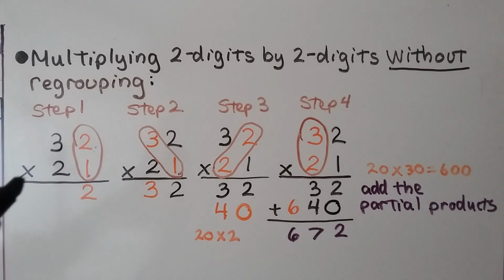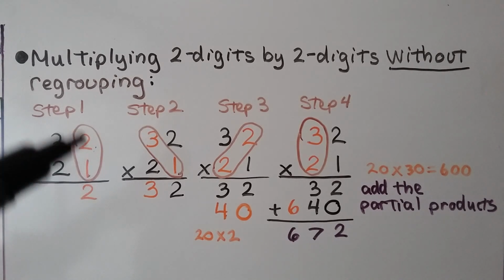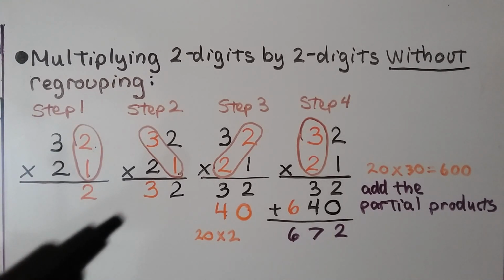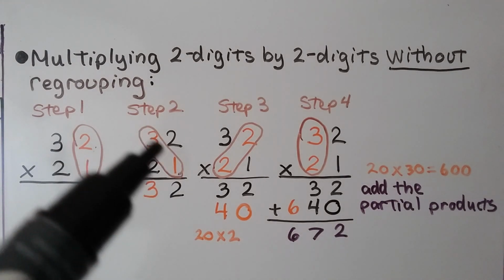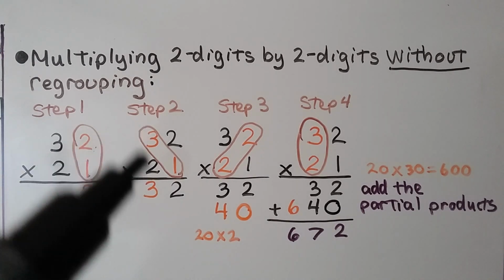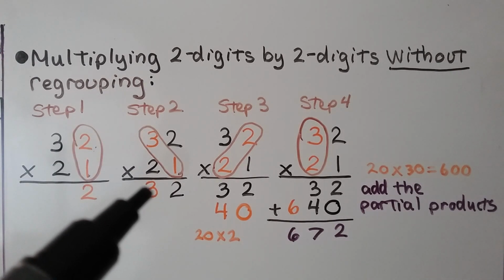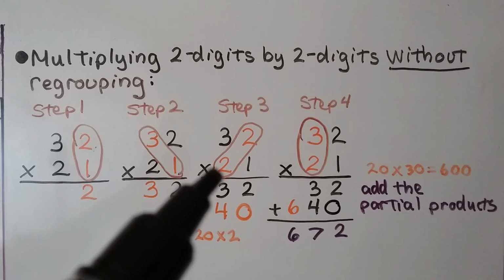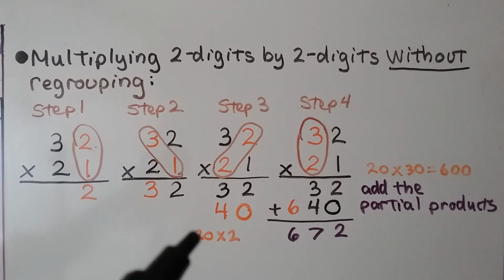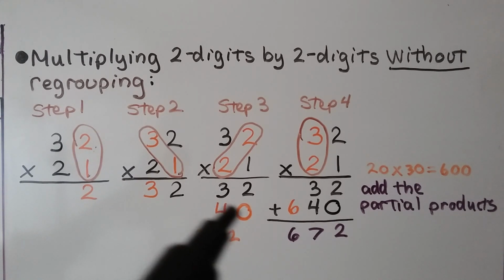We have 32 times 21. Step 1 is we multiply 1 times 2, which is 2. Step 2 is we multiply 1 times 3, which is 3. And that's really 1 times 3 tens, isn't it? That's why the 3 is going in the tens place. Now, for step 3, we come over here, and we do this 2 times that 2. But that's really in the tens place, so that's 2 tens. That's a 20 times 2, which is 40. And we write the answer down here.